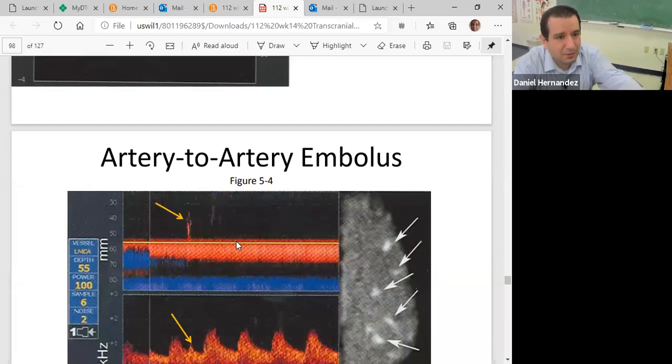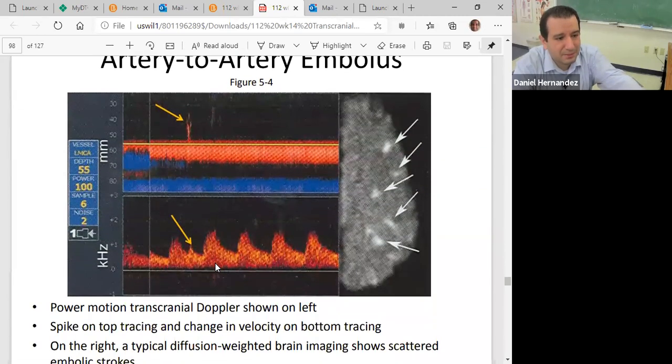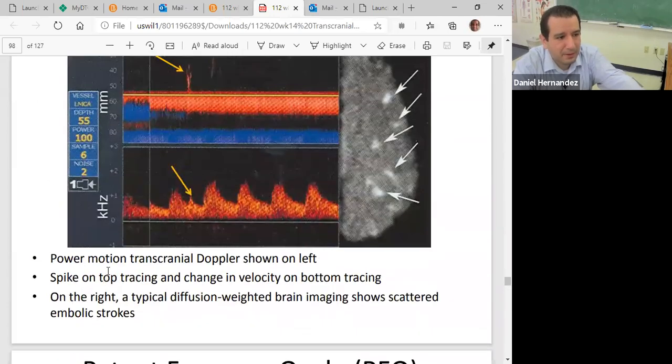So this is an artery to artery embolus. So power motion transcranial Doppler is shown on the left. The spike on top of the tracing and change in velocity at the bottom of the tracing. On the right, the typical diffusion weighted brain imaging shows scattered embolic strokes.